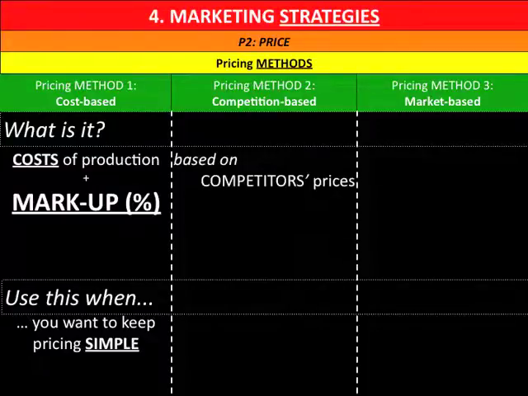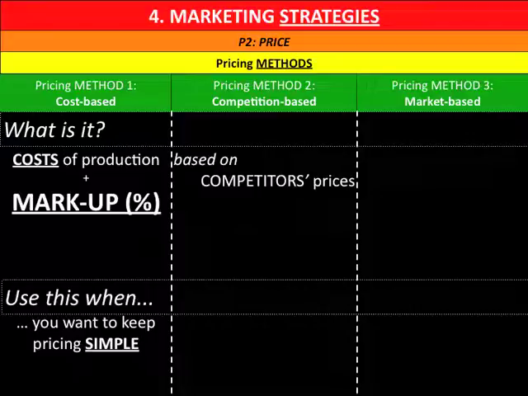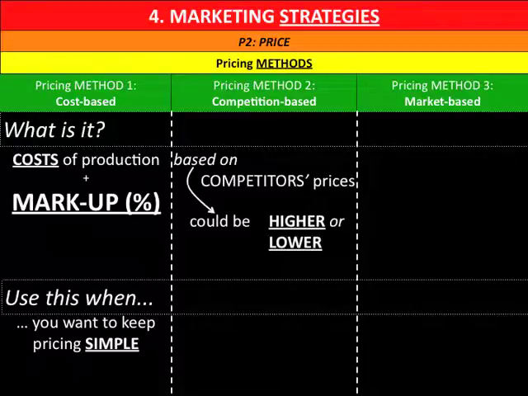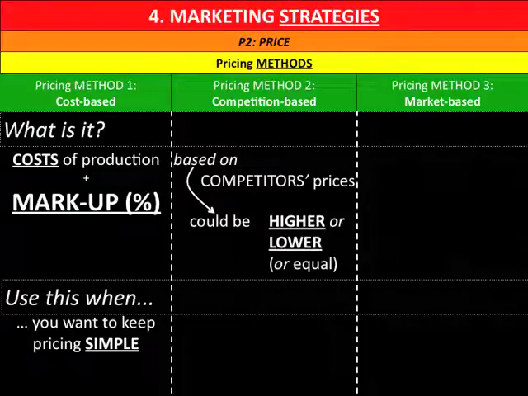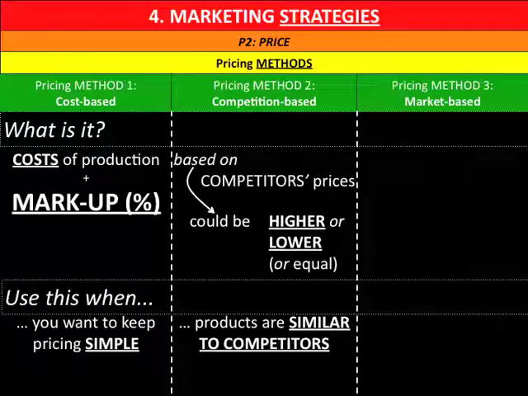A competition-based pricing method is basing your price on the competitor's prices, but that doesn't mean matching the competitor's price. It might be higher or lower, or it could be exactly the same, right? It could be equal, but you're basing it on their price. So you can see that basing it doesn't necessarily mean making it the same. It could be higher or lower or equal. You want to use it when your products are very similar to the competitors, because you don't want to go, okay, well, ours is very similar, but ours is a little bit better, so we're going to go a little higher, or we're going to go a little bit lower, or we're going to go, okay, it's exactly the same as the competitors, so we're going to make it equal. If people are looking at it like, oh, it's basically the same thing, why would I pay extra?